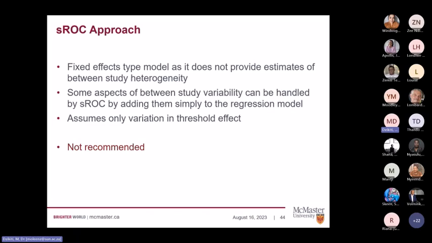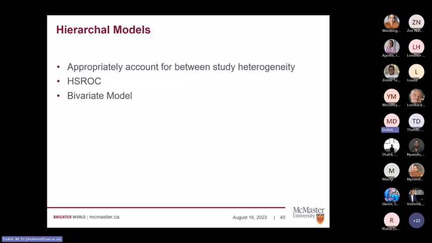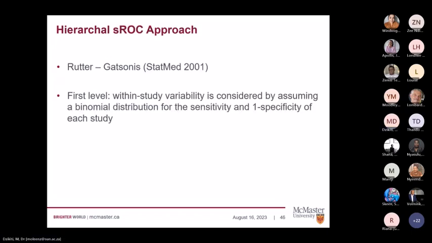So to do this, there have been some more robust approaches that have been recommended. And the two that I'm going to go through are the hierarchical summary receiver operating curve and the bivariate model. So first, the hierarchical summary approach. And it says SROC in here, but this is technically very different than the SROC presented before.